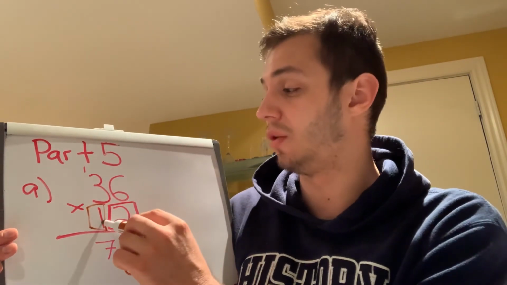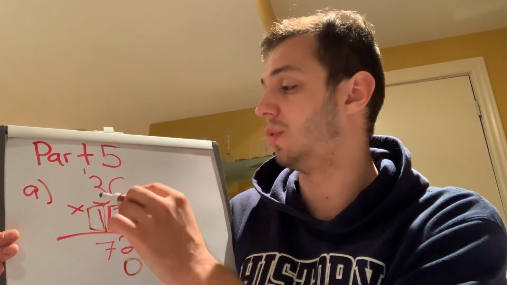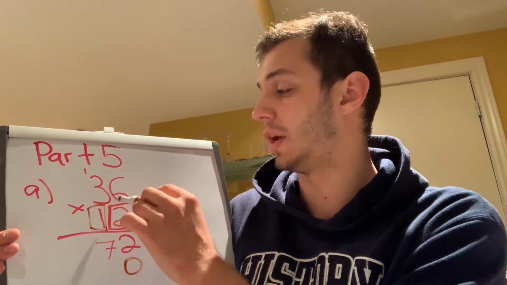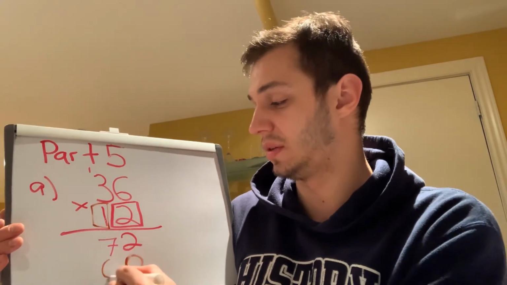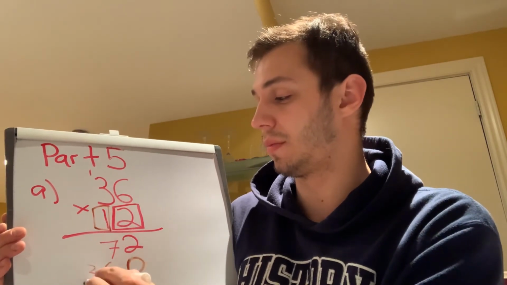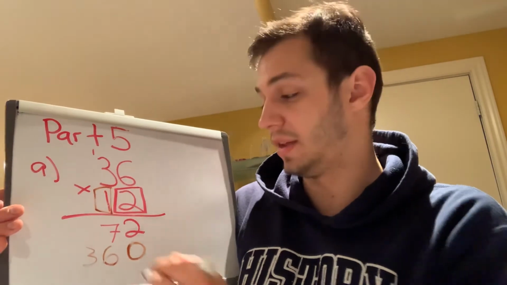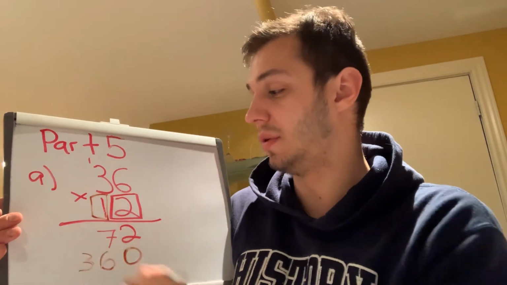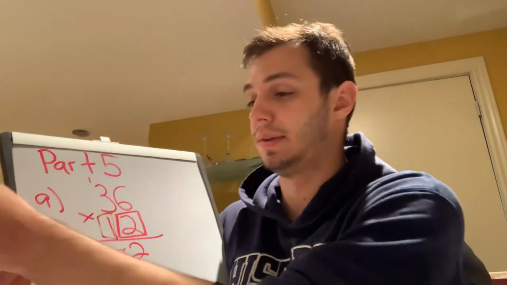I'm going to multiply the 1 with the 6 and the 1 with the 3. So 1 multiplied by 6 gives me 6, and then 1 multiplied by 3 gives me 3. Right, so we get the answer 360. But we're not done yet.